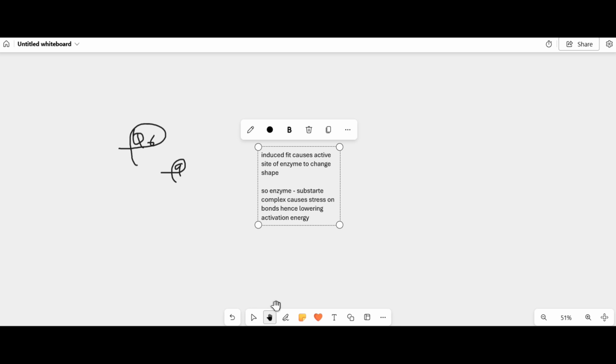Question B. Other than those stated, give one factor that the student could have controlled in the investigation. So obviously he could have controlled the mass of the potato, yeah?